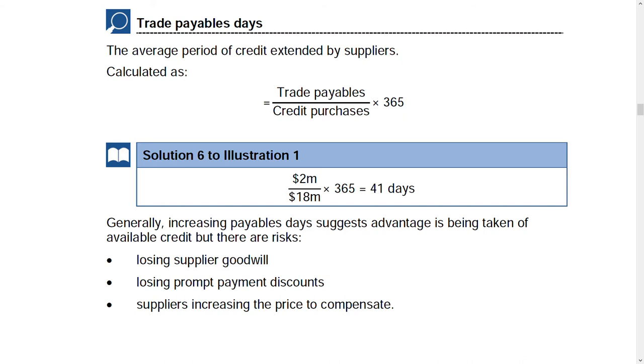The longer we take to pay a supplier, we lose the supplier's goodwill. The goodwill which we have, that we are prompt payers, we pay on time, we'll lose that goodwill. Number one. Number two, prompt payment discount. We are not going to get any discount since we are paying late. Number three, suppliers increase the price to compensate. They know that if we are late on our payment, they will increase the price, because they need to be compensated, right? That we are paying them late. In short, the relationship with the supplier will be affected. They will not give us credit later on in future.